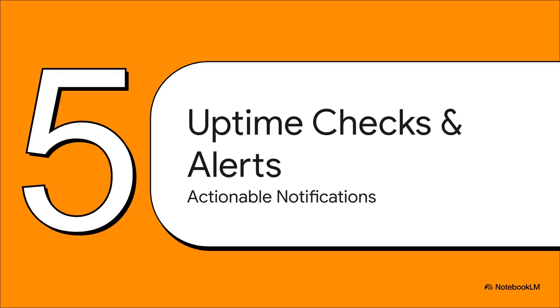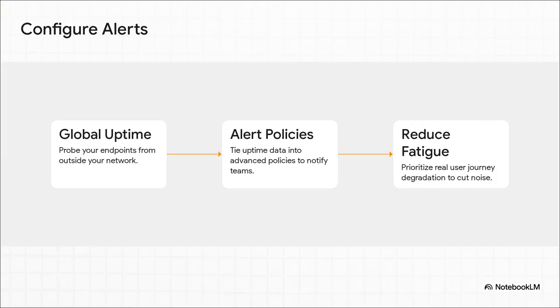Section 5. Uptime checks and alerts. Let's talk about actionable notifications. So this is all about configuring actionable notifications for when those carefully defined service level objectives are actually threatened. Step 1 is to configure global uptime checks. You want to aggressively probe your endpoints from outside your network to ensure your services are actually reachable to the rest of the world.